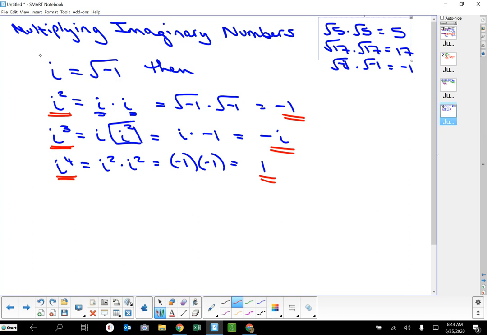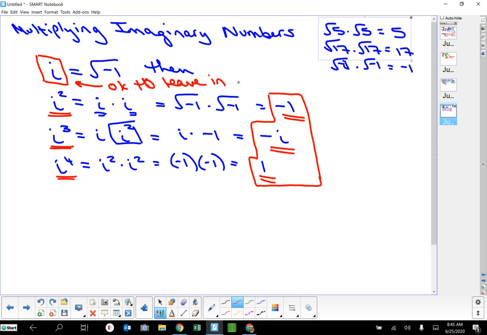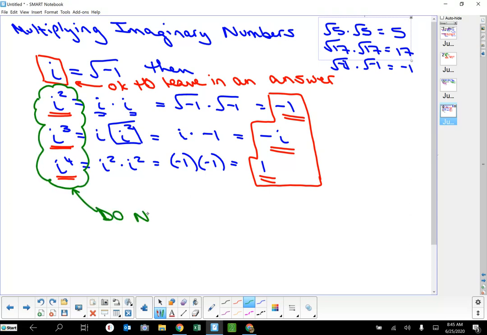So you're only going to have these boxed in values in an answer. You can leave an i. This is okay to leave in an answer. But these are not. These ones cannot be left in an answer.